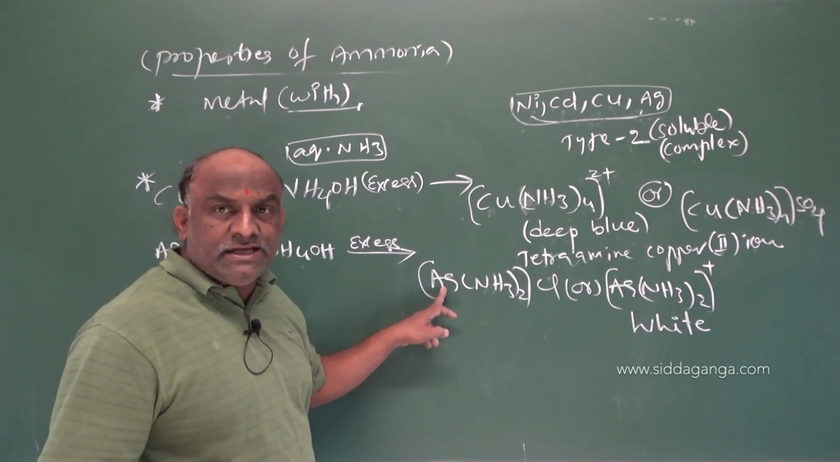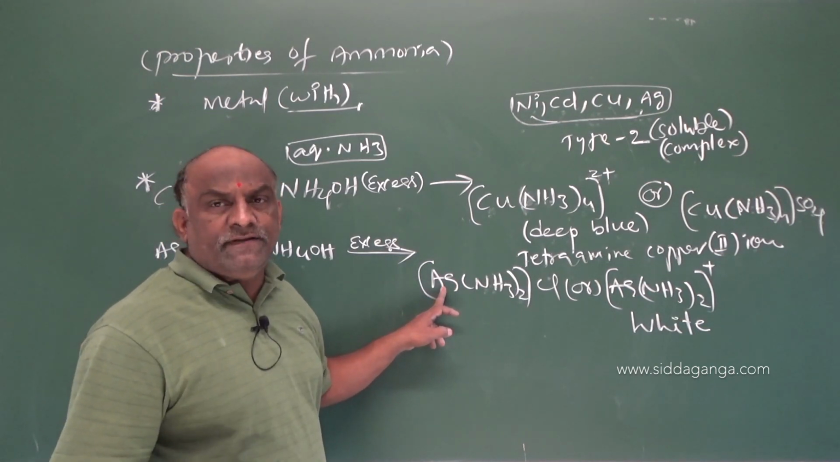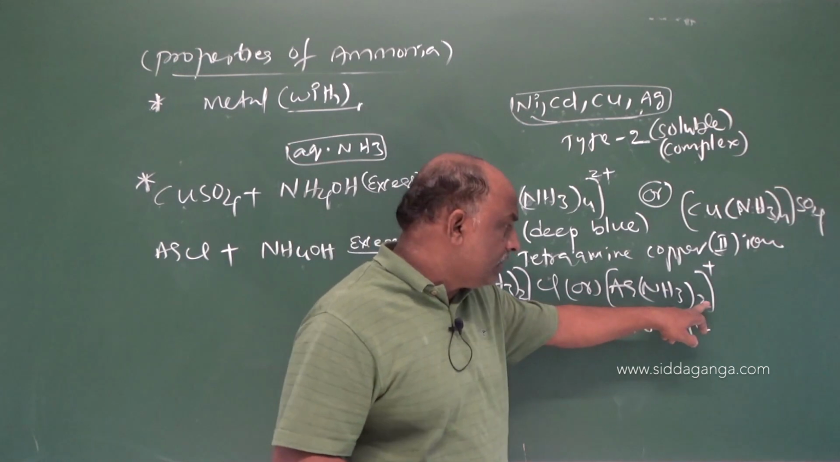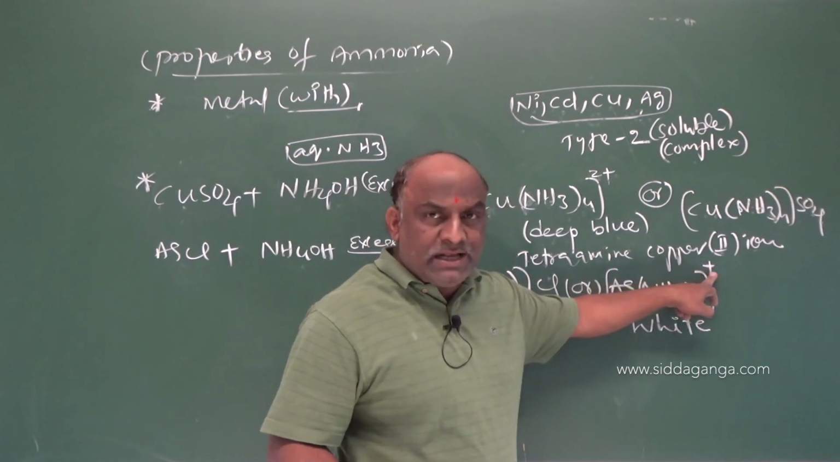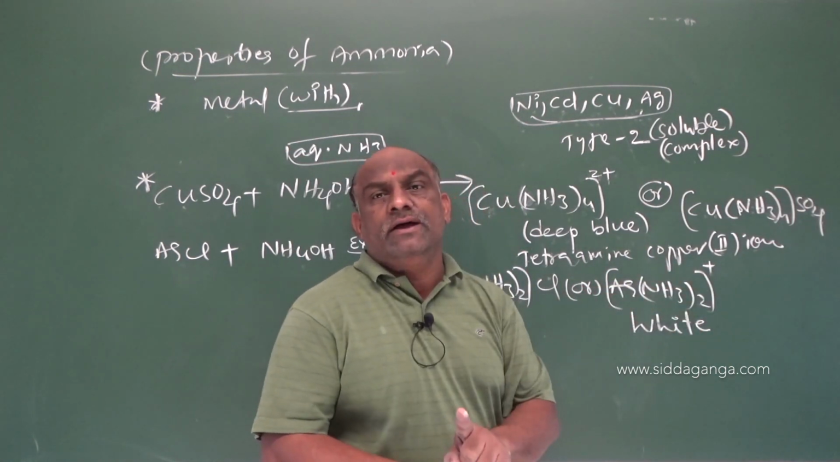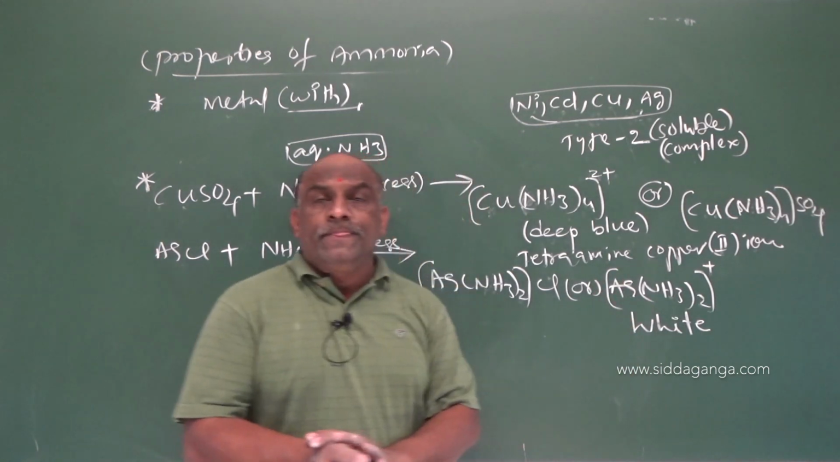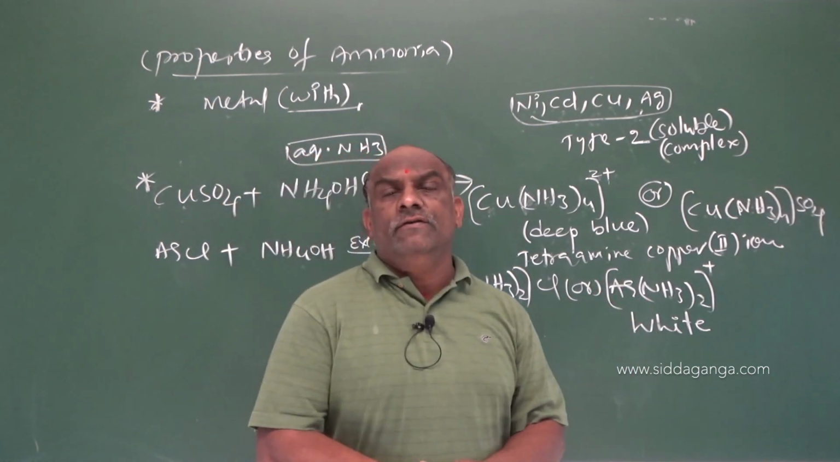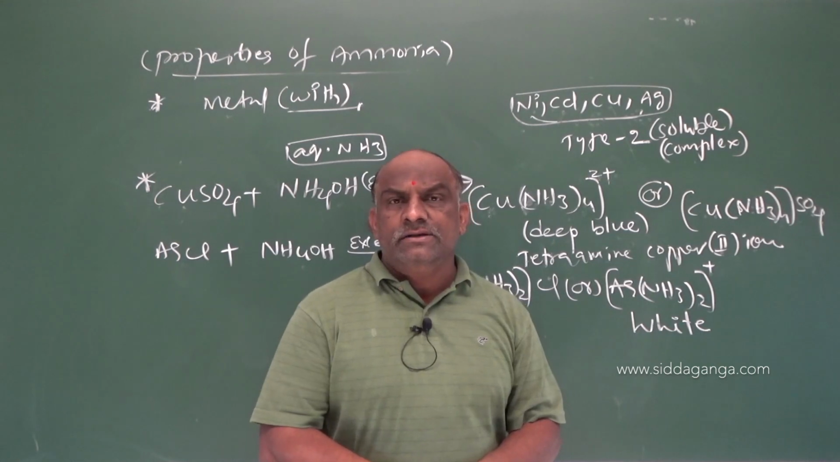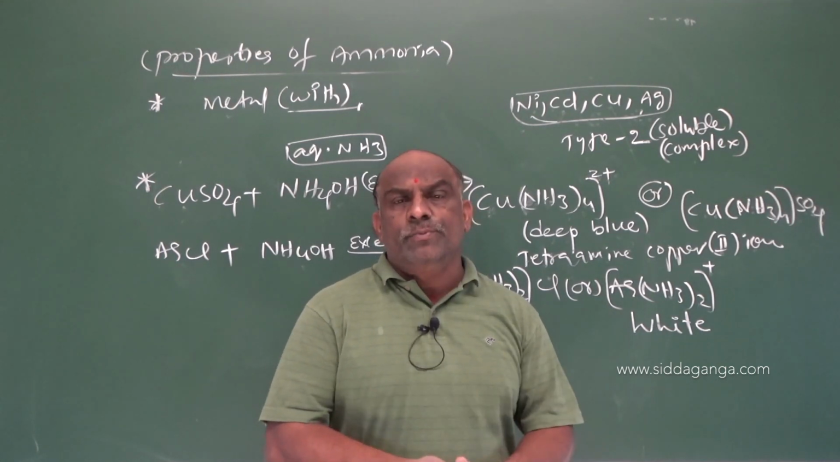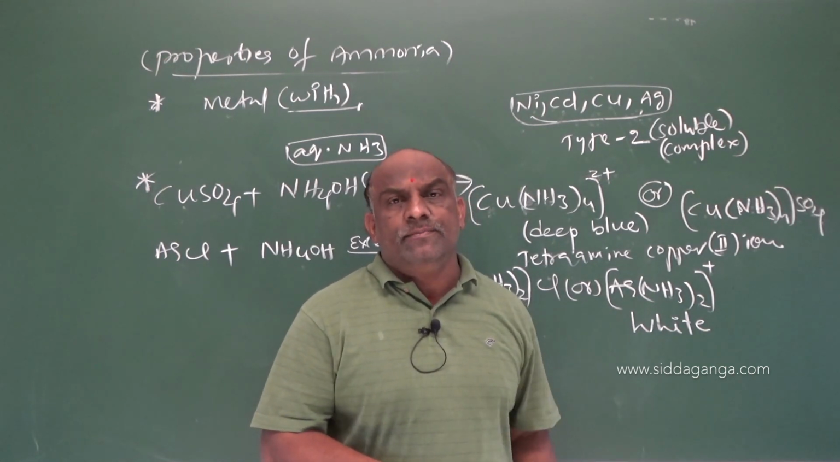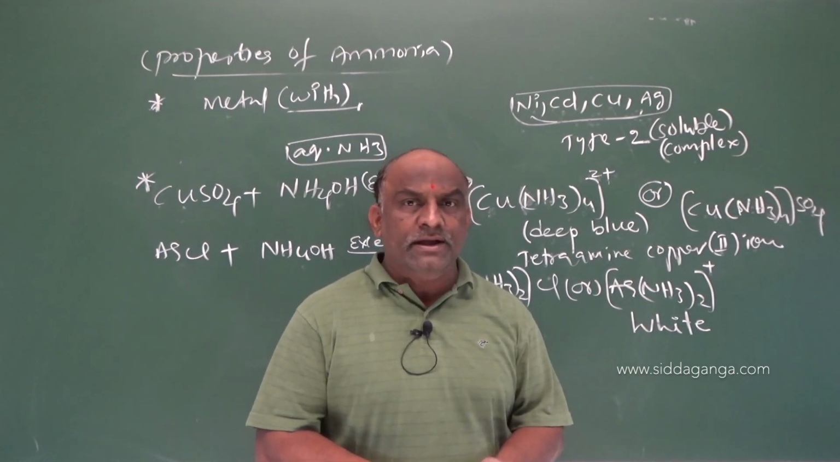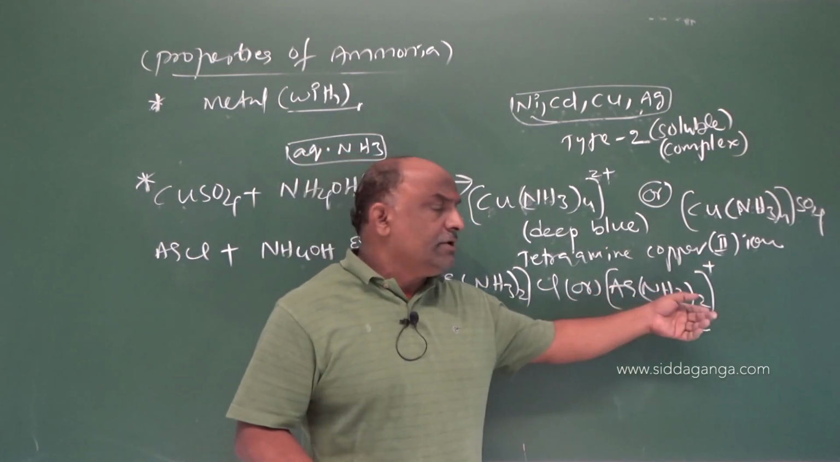What is it? Ag is called silver. Coming to this one, diamine silver plus means +1 ion. What is the Latin name of silver? Cu is cuprum, Ag is argentum, Au is aurum. Clear it is.